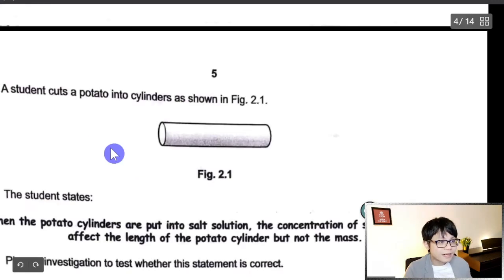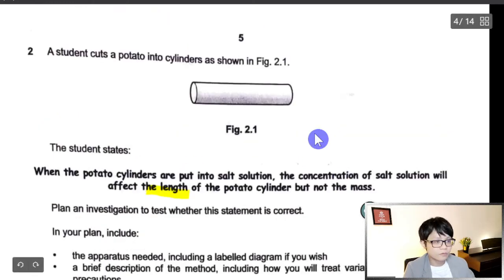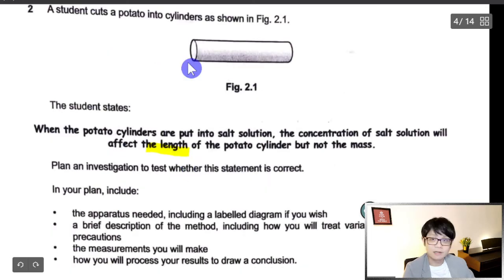Okay, the student cut the potato. When the potato is cut into the salt solution, the concentration of salt solution will affect the length. So if you put more salt into the water, it will affect the length. So if you put water, the thing usually will become turgid, right? Like the vegetable that you see, the people in the market sprinkle water so that the plant will absorb the water and the plant will become turgid and bigger and looks fresh. But if you put salt solution, it will draw the water from the plant through the process.